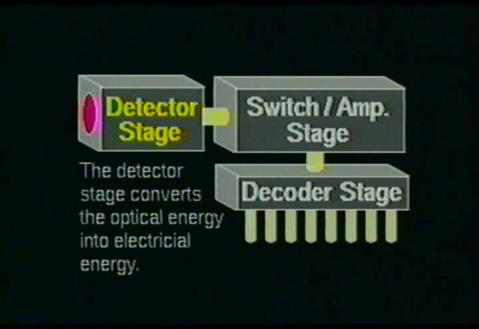The detector stage consists primarily of a photodetector with some form of optical lens. The detector stage is generally made sensitive to a particular bandwidth of frequencies. When the optical data reaches the detector, the resistance of the detector will change, thereby producing a current which is fed into the switch amplifier stage.